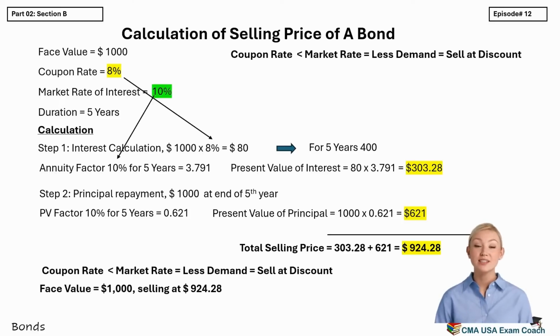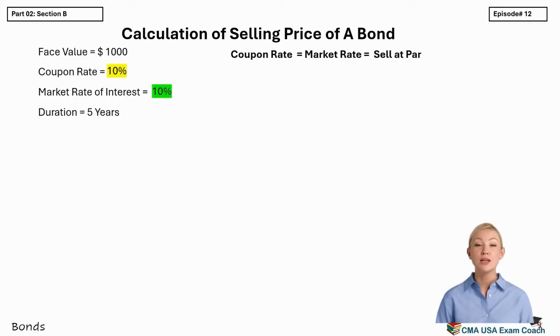Now let's look at the final scenario, when a bond is sold at par value. In this case, the face value of the bond is $1,000, the coupon rate is 10%, and the market interest rate is also 10% with a duration of 5 years. This is a perfect balance. The interest offered by the bond is exactly equal to what the market expects. So, there's no premium and no discount. The bond will sell exactly at its face value of $1,000.